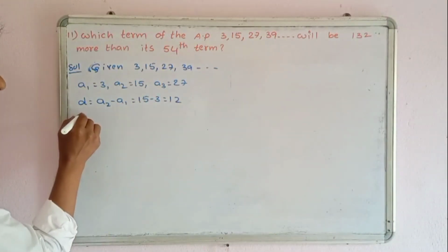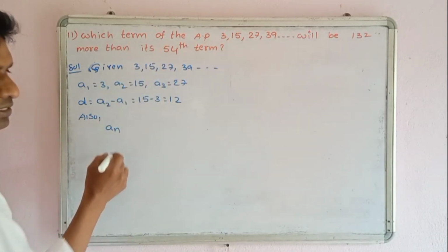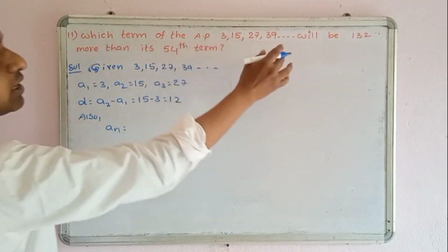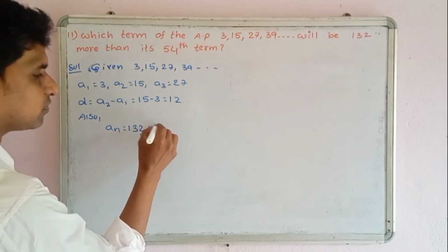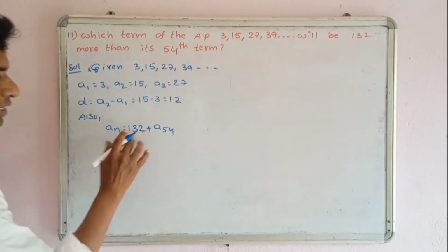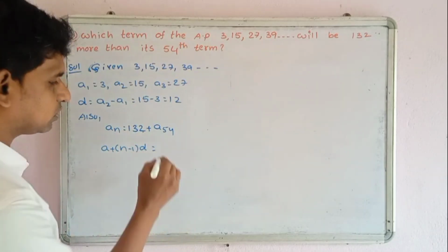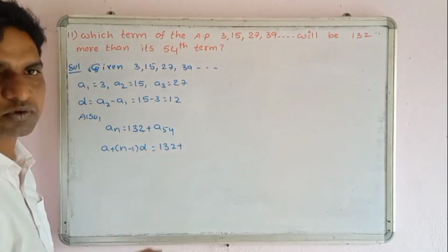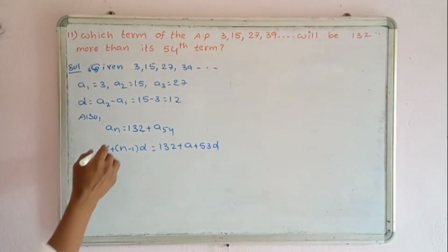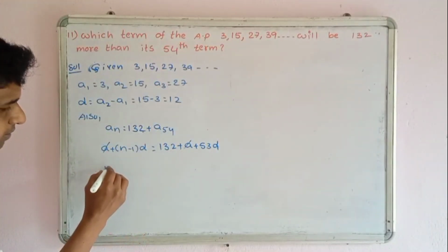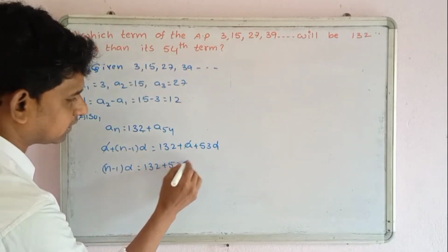Okay, also given that which term? I don't know the number of the term, say it is an. An equals 132. 132 more means plus 132 plus its 54th term. So what is the formula of an? A plus n minus 1 into d equals 132 plus A54, which means A plus 53d. Now observe that A gets cancelled. So n minus 1 into d equals 132 plus 53d.